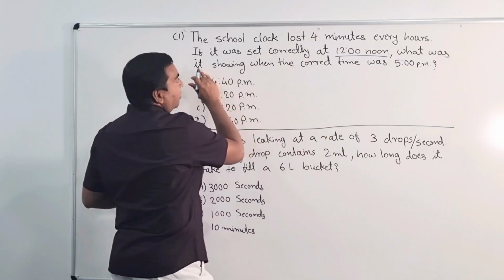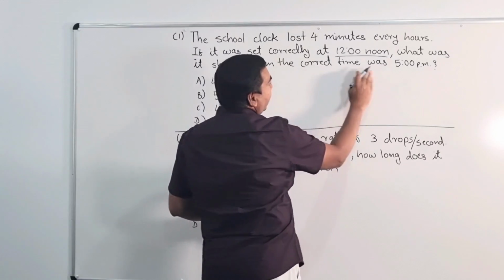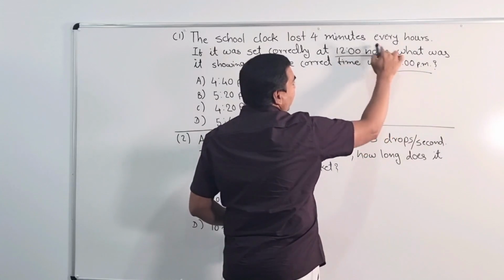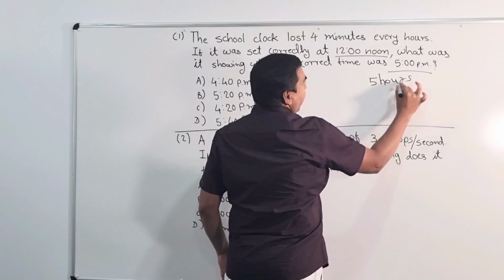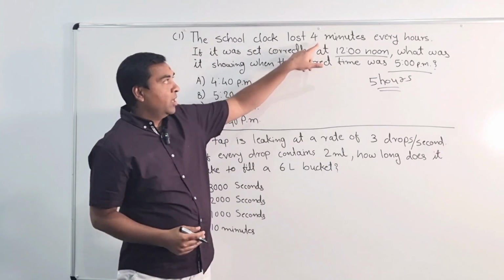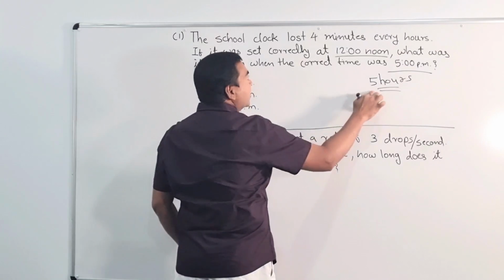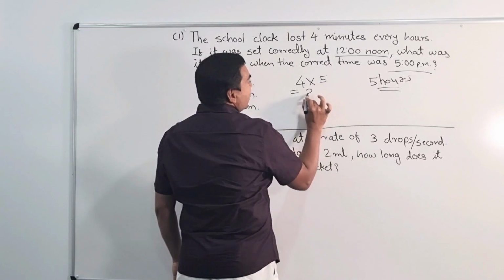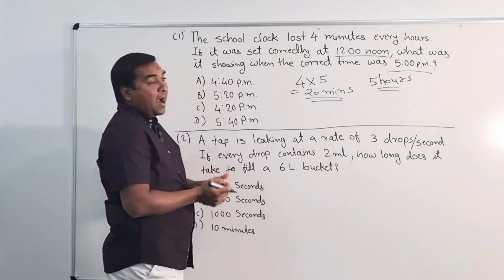So what is the time on the clock when the correct time is 5 p.m.? The difference here is 12 noon to 5 p.m., so they are talking about 5 hours. Now every hour the clock is losing 4 minutes. So 1 hour, 4 minutes, 2 hours, 4 times 2. So in 5 hours, it will be losing 4 times 5. It will be losing 20 minutes. So the clock will be 20 minutes behind the correct time.